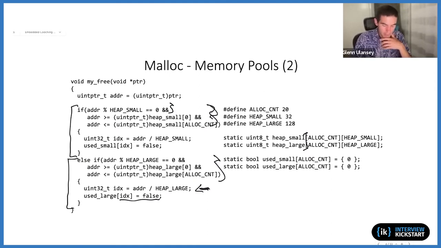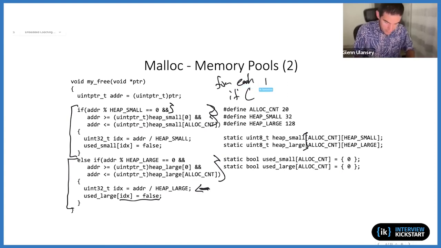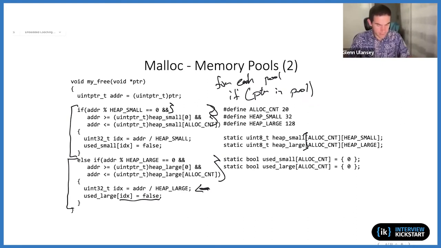What may have been better is to have, in here, a for loop, for each pool, and then if pointer in pool, do something. So rather than duplicating the code, instead iterate over all of your various pools, check whether it's in that pool, and then have a single block that actually handles that operation of freeing it.